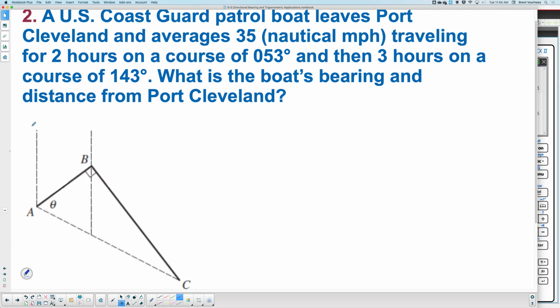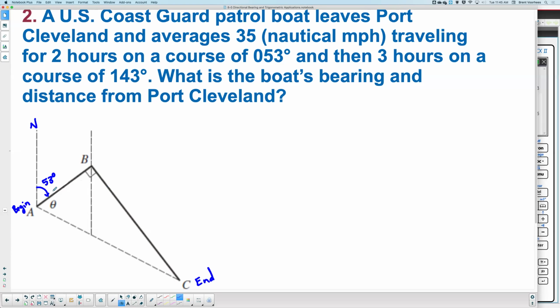North. Come over here. A is the beginning of this problem. I want you to put begin on your notes. You begin here. That's Port Cleveland. And we're going to end at C. This is the end. So 053, that means you begin from the north and you go 53 degrees this way. You don't have to keep the 0 there. So I'm going to just put 053.